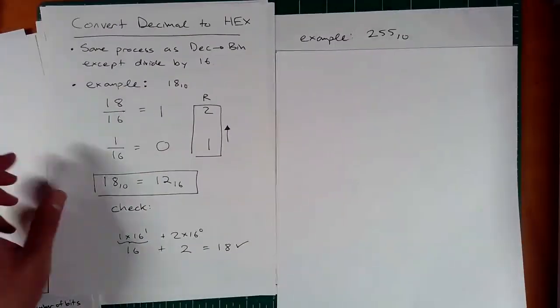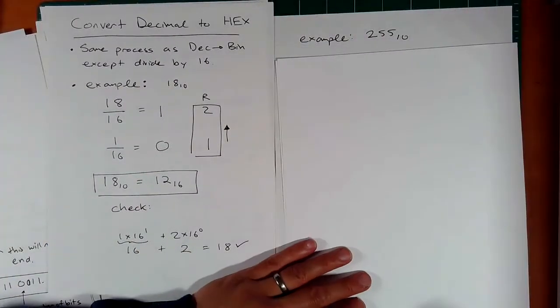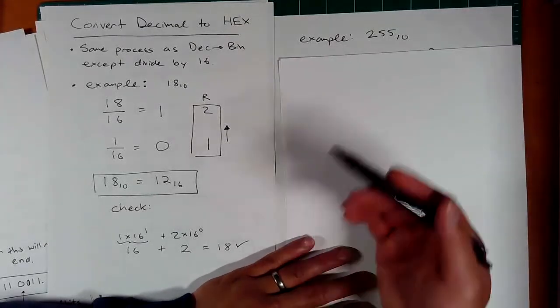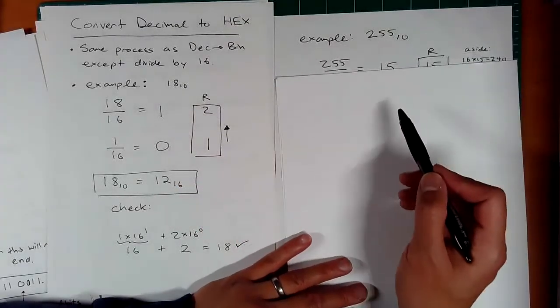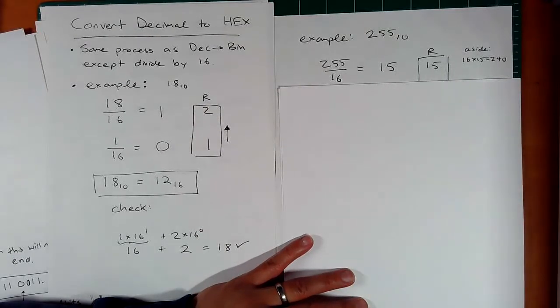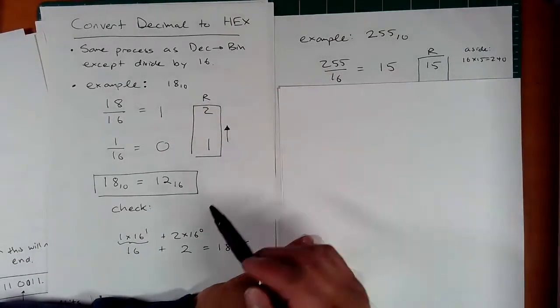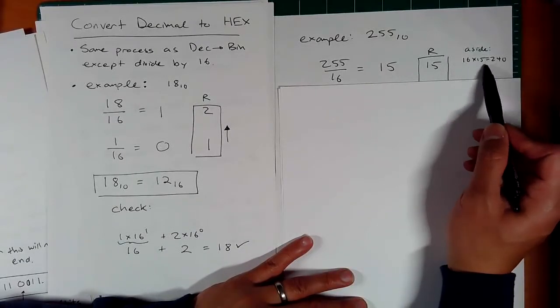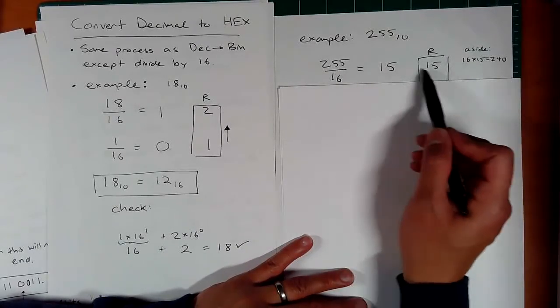So let's look at 255. We know what 255 should be. It should be FF, right? But let's just double check using our process. So if you take 255 divided by 16, you actually get 15 remainder 15. So if we plug that in your calculator, that's what you would get. And by the way, 16 times 15 is 240, right? So yep, 15 is left over.